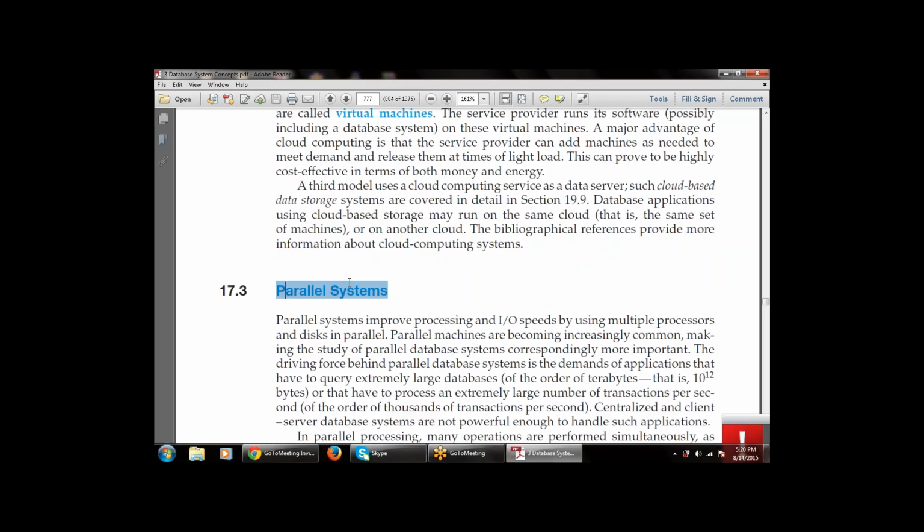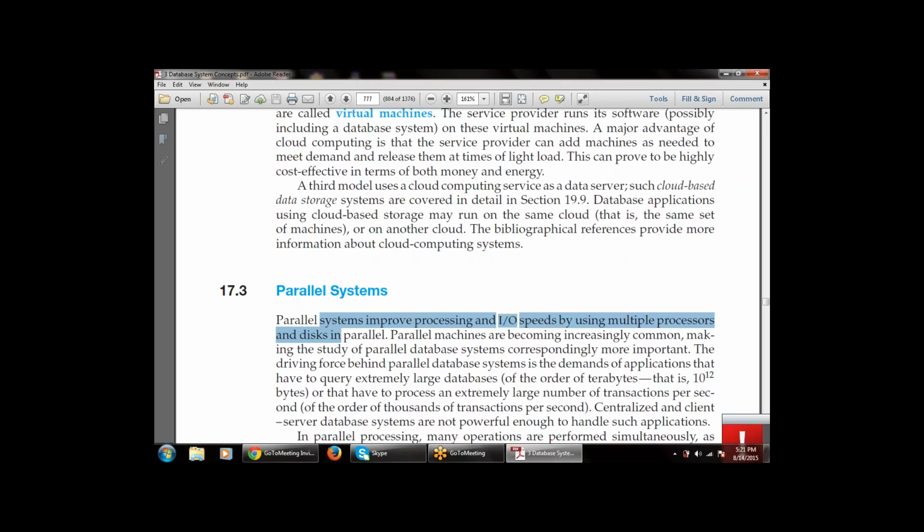Now, next we come to parallel systems. We are finished with client-server systems, in which there is a server and different clients, and the server can contact the different clients. Next are parallel systems, which improve processing and input-output speed by using multiple processors and disks in parallel. There are different processors and different techniques to provide disk access.